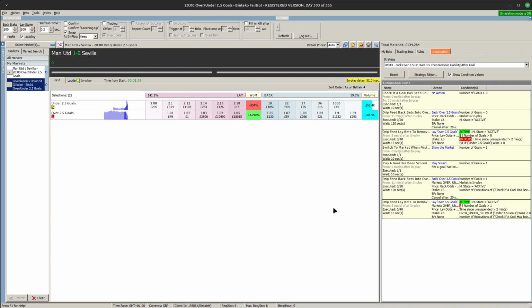So what will happen now is that, because that's an early goal, obviously within the first 10 minutes, these two rules now will no longer apply. Okay, this bet here will not get submitted in 11 minutes because the number of goals is not equal to 0. This one, however, will. It will kick in, assuming there's no further goals in that first 10 minutes. So we'll be jumping to the over 3.5 goals market.